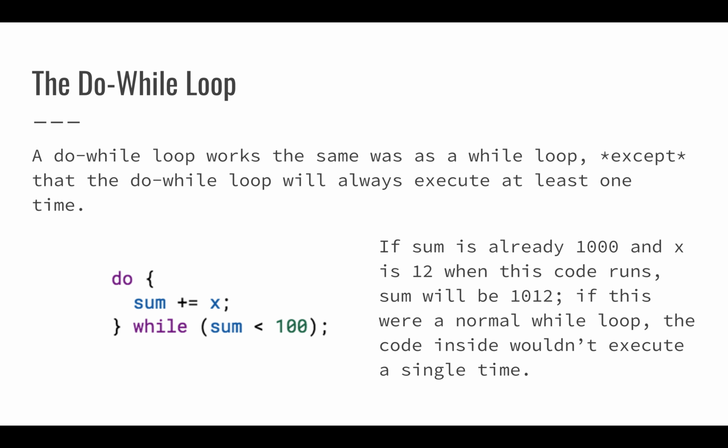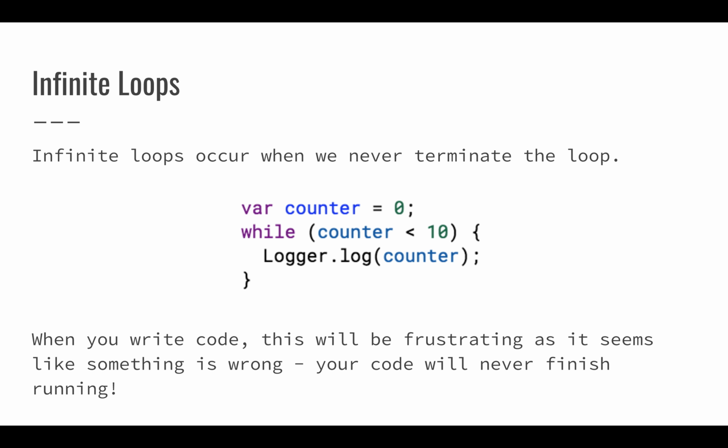So this do while will perform the operations, and then it checks if it should repeat at the end. So if you think about this, do sum plus equals x while sum is less than 100, it's basically going to add x to sum, but if sum was already 1000 and x was 12, well, then sum would be 1012. If this were a normal while loop, while sum is less than 100, sum plus equals x, we'd actually just have sum as 1000. So this do while always checks at the end, whereas a normal while loop always checks at the beginning.